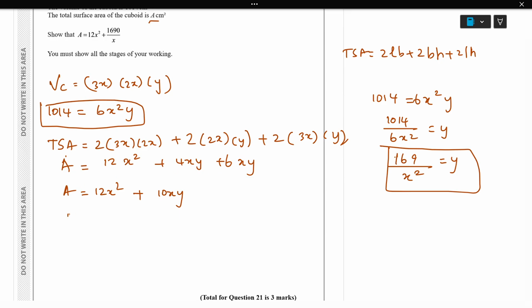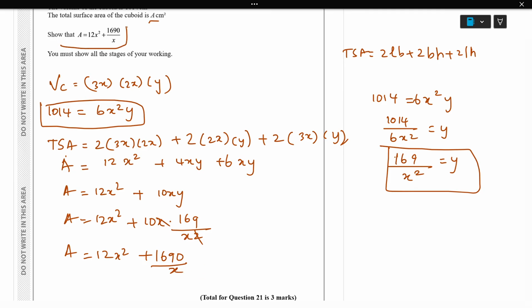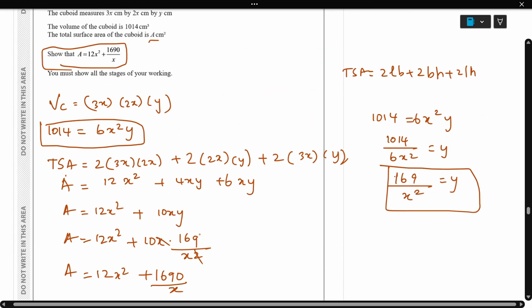A equals 12x squared plus 10x into 169 over x squared. So A equals 12x squared, here one x got cancelled, so plus 1690 over x, because 10 times 169, and there is only 1x. That is what we need to prove. This is the thing we need to show, so we proved the answer here.